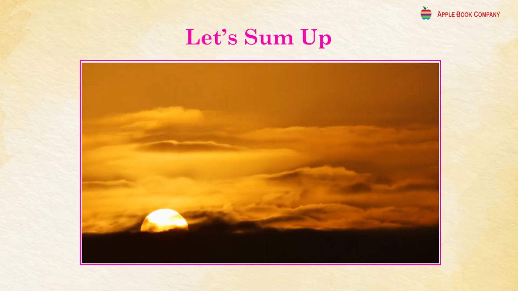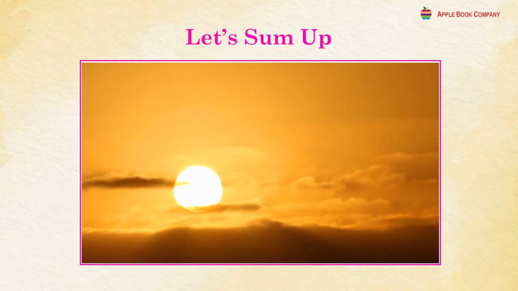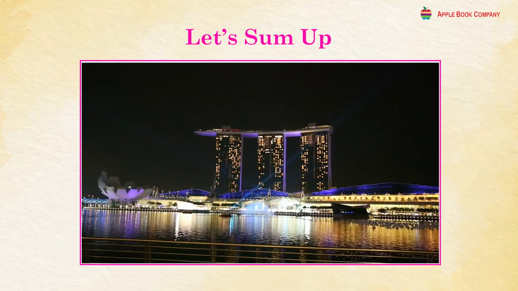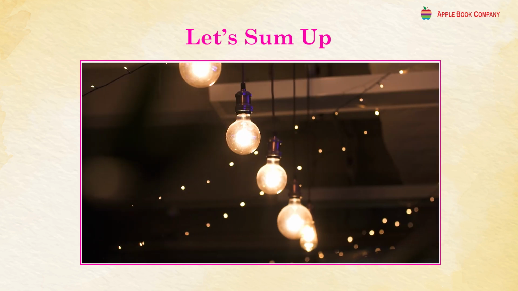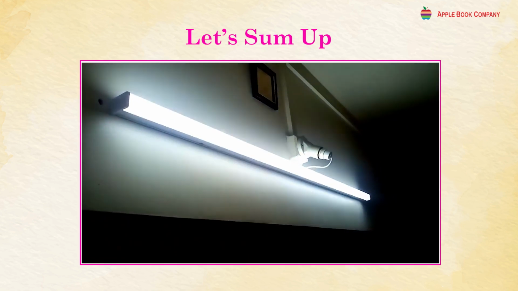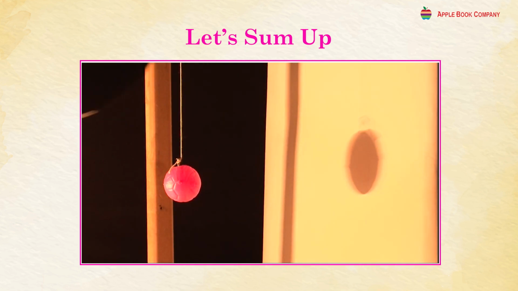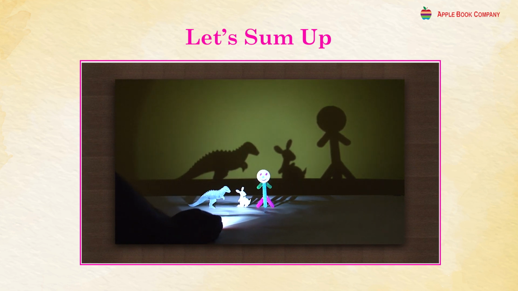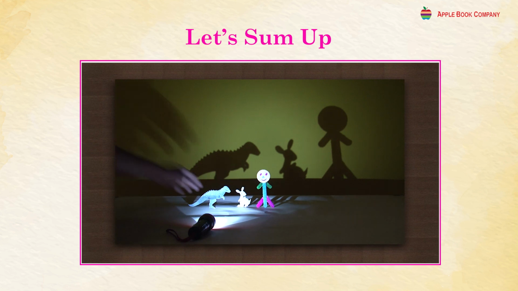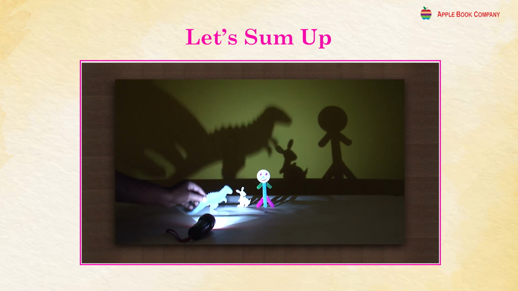Let's sum up. Sun is a natural source of light. Artificial sources of light are made by man. For example, bulb, tube light, etc. The object must block the light in order to form a shadow. Shadows are always formed in the opposite direction to the source of light. The shadow can be formed on the ground, wall, or any other surface. The color of the shadow is always black.